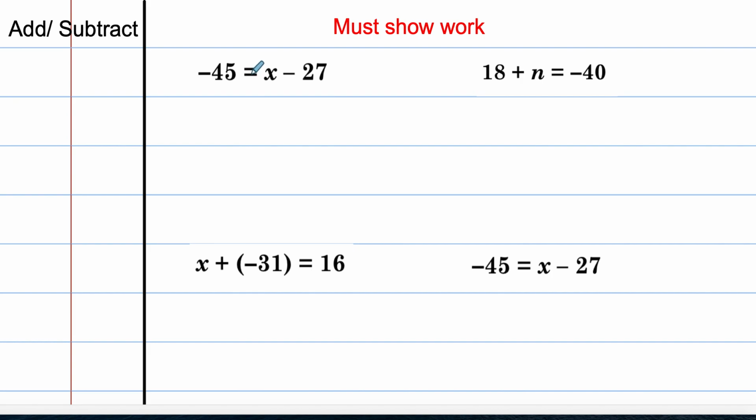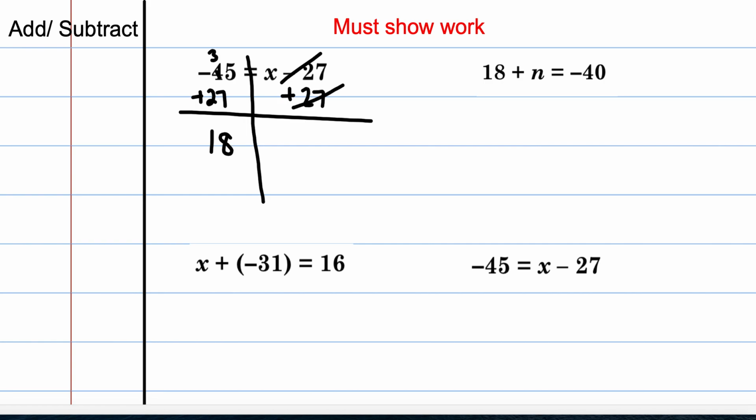So let's look at this first one. Write down negative 45 equals x minus 27. Draw our line down because this is a balance. Whatever we do to one side, we do to the other. In this case, we want x by itself, so we're going to add 27 to both sides. Cancel, cancel. Now you need to remember the signs are different, so I subtract, and I get 18, and it's a negative 18 equals x.